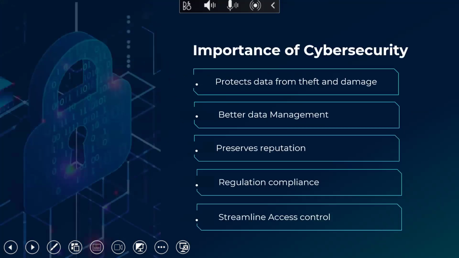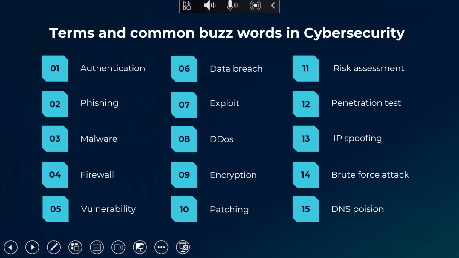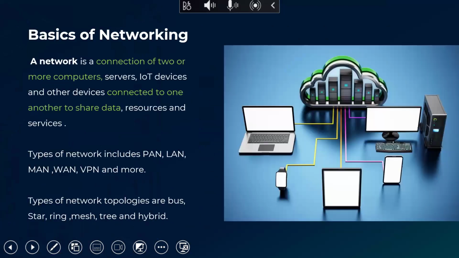Importance of cybersecurity, as you can see on the screen: better data management, regulation compliance. And here are common buzzwords in cybersecurity, from authentication all the way to DNS poison.